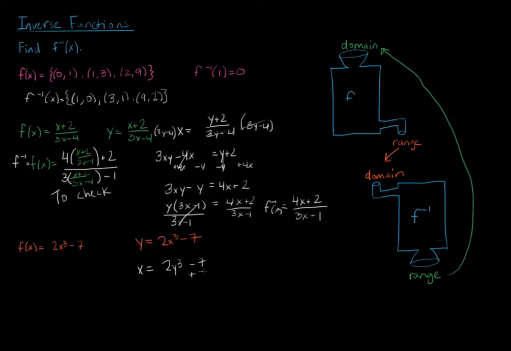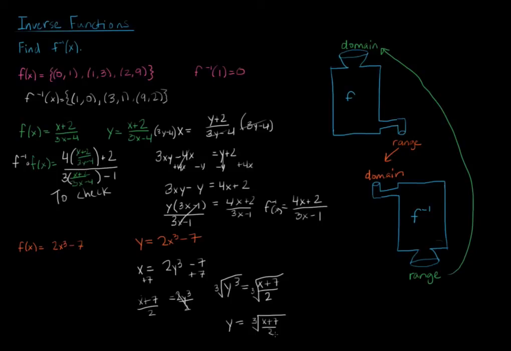So the first thing I would do is add 7 to both sides. And I would get 2y to the third over here equals x plus 7 over here. Divide both sides by 2. And then I'm getting y to the third equals x plus 7 over 2. And then I would take the third root of both sides. That's the opposite of the third power, is the third root. So y would equal the third root of x plus 7 over 2.